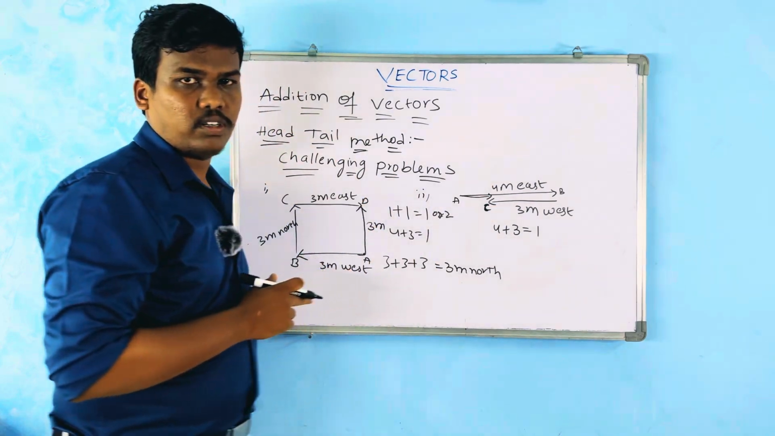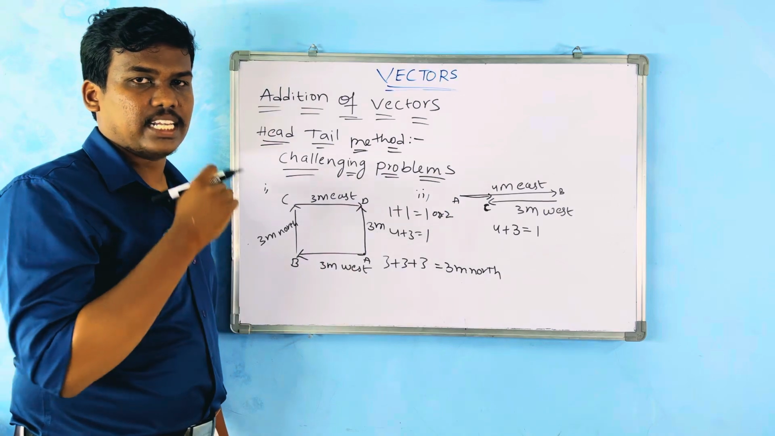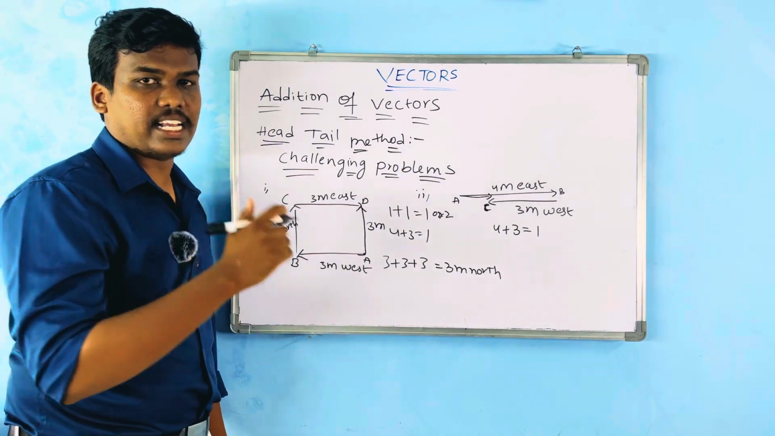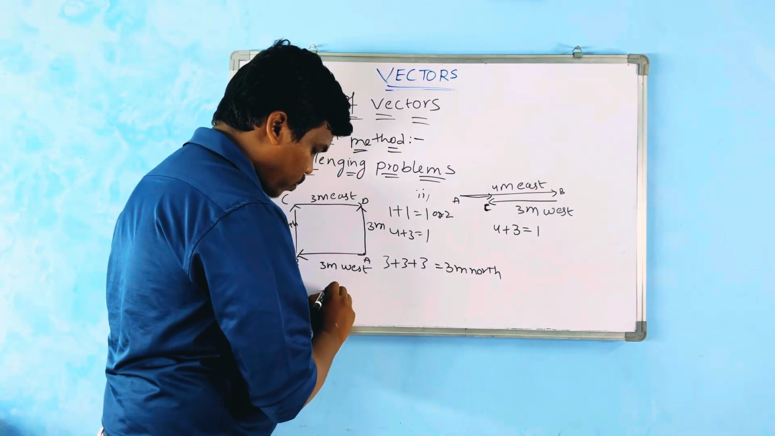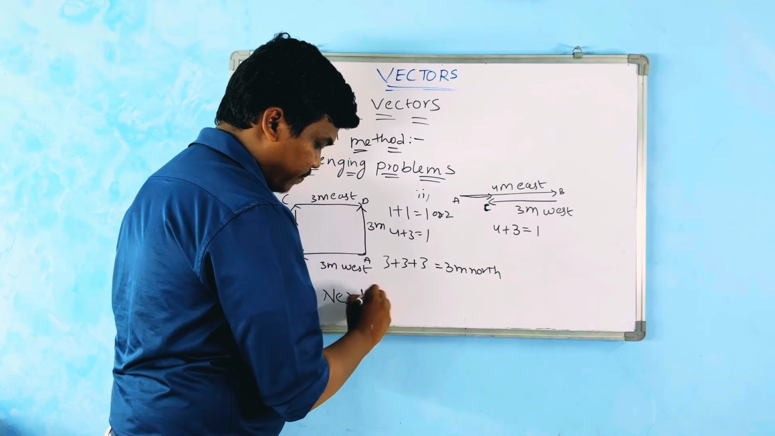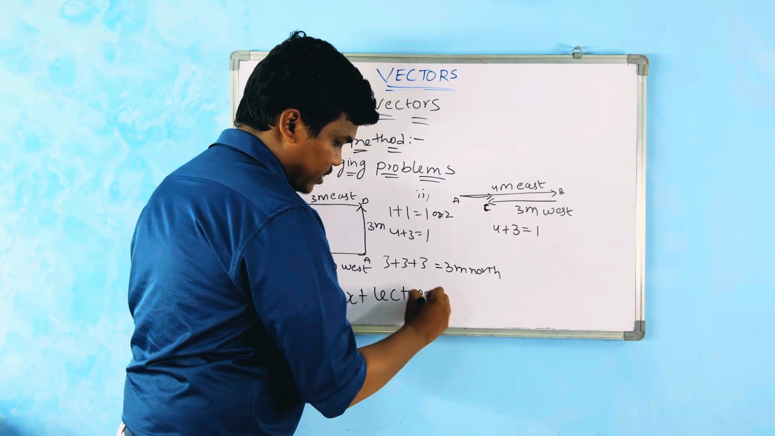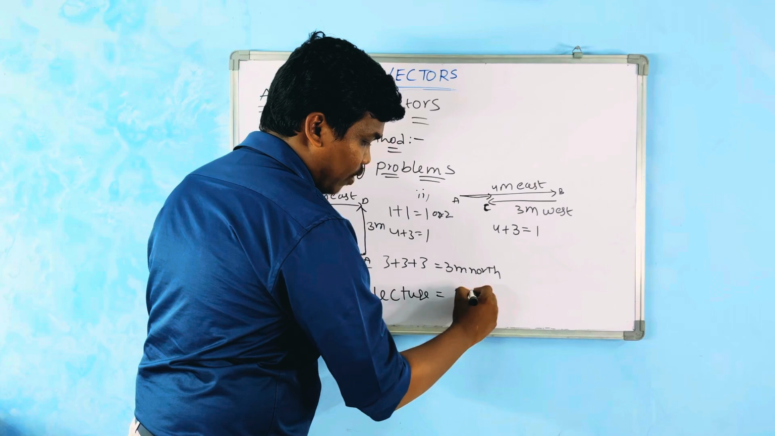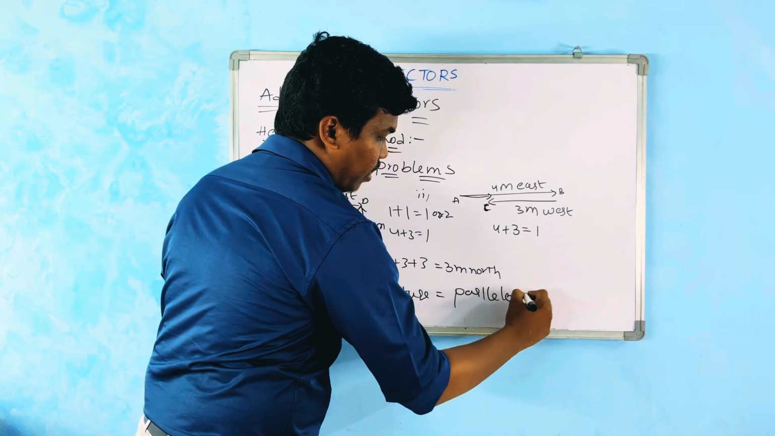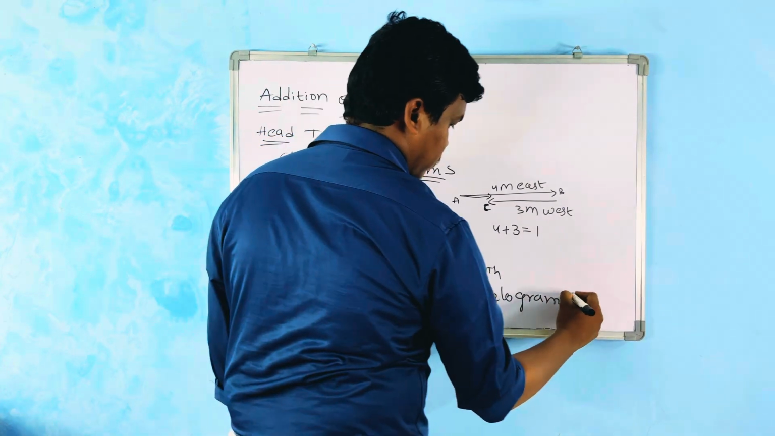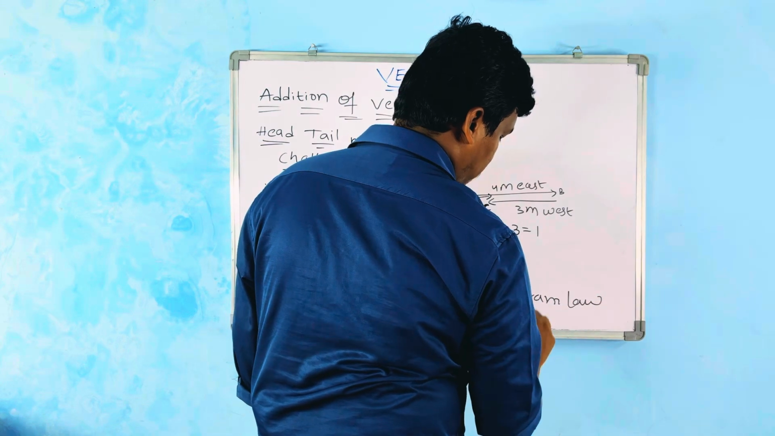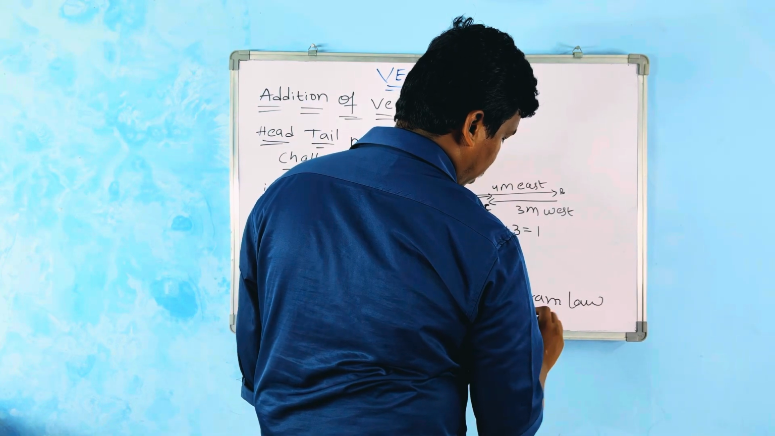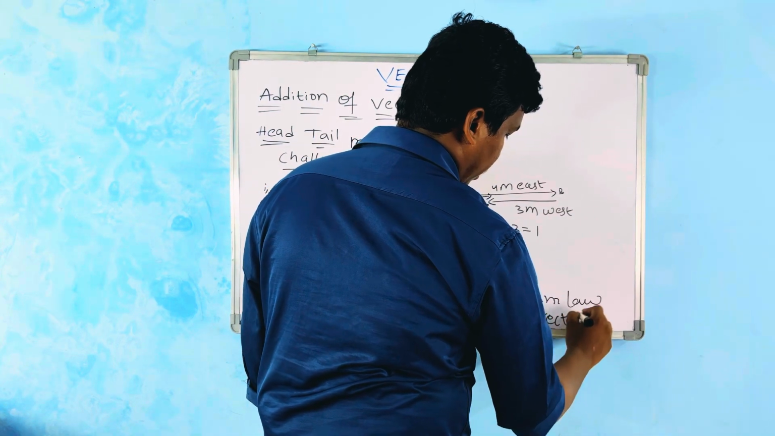This is all about addition of vectors, that is the head-tail method. In the next class, in the next lecture, we are going to discuss the parallelogram law of vectors. This is going to be the next class.